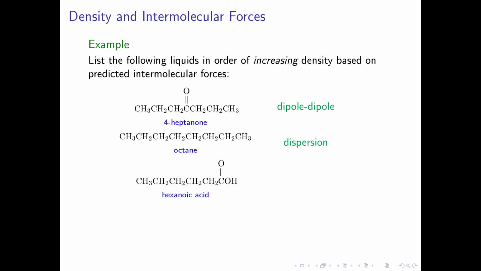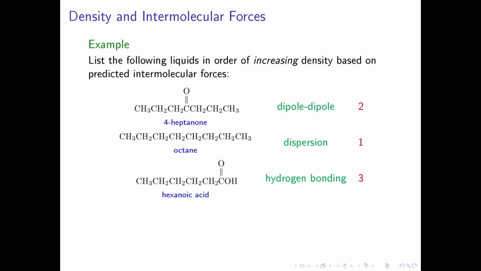Finally, we consider hexanoic acid. Again, we begin by asking, are there any hydrogens bonded to oxygen, nitrogen, or fluorine? In this case, we have an OH group on the end of hexanoic acid, and so the strongest force present is hydrogen bonding. We can now rank the 3 liquids in terms of increasing strength of intermolecular forces. Octane has the weakest, 4-heptanone comes in second, and hexanoic acid has the strongest intermolecular forces.